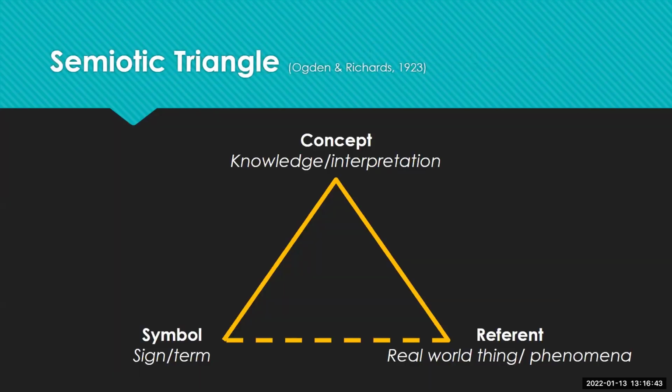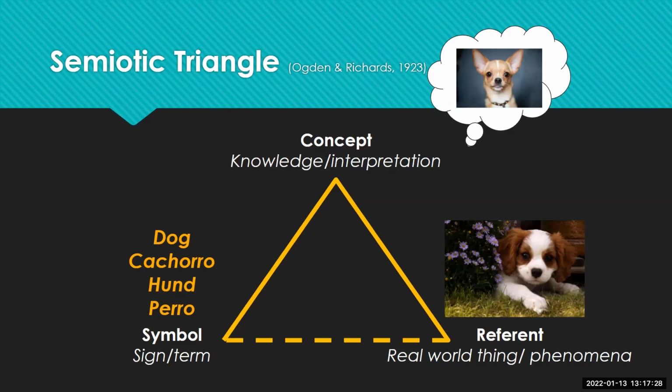To illustrate this just a little bit further, I want to introduce you to something we're going to discuss more in depth in chapter 4, the semiotic triangle, by Ogden and Richards in 1923. This model talks about our use of symbols to explain real world things. I want you to think for a moment of a dog, and I want you to pause here and specifically picture what kind of dog came to your mind.